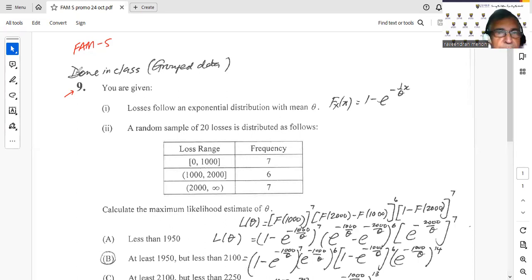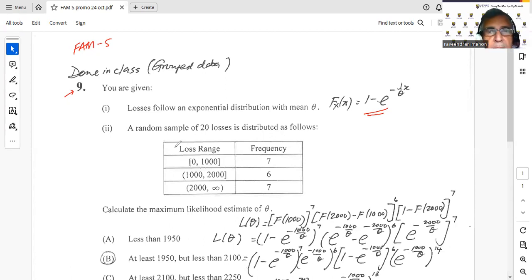Let's read the question. You are given losses follow an exponential distribution with mean theta. And I wrote down the CDF of the exponential distribution beside it. If you don't remember this, you can get it easily from the tables. And then they give you some data in group form.